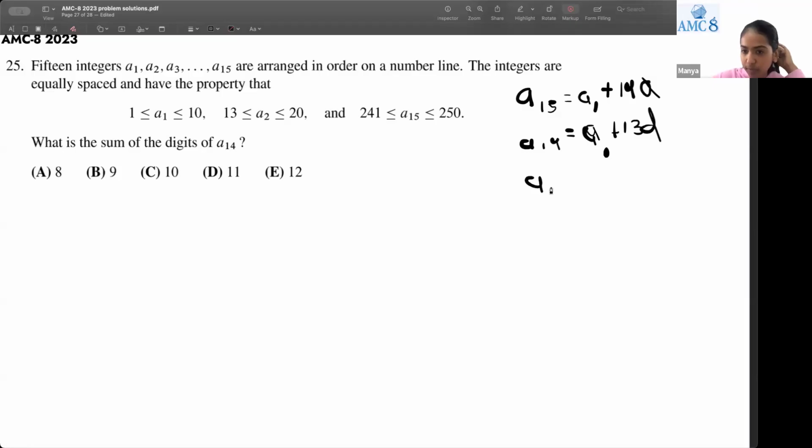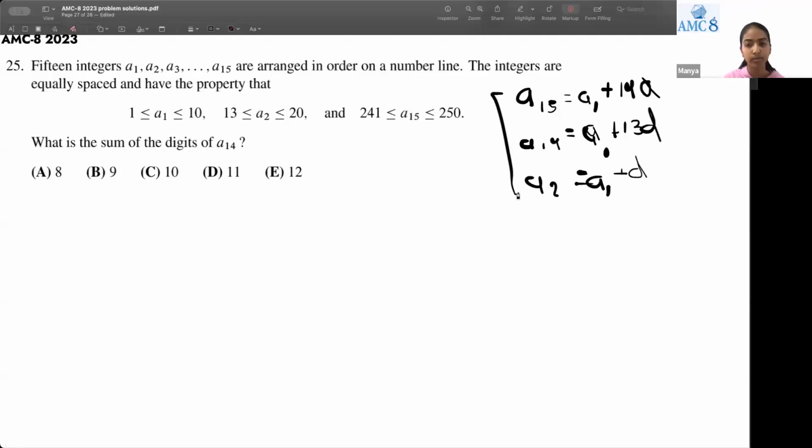A2, suppose we'll just jump to A2. A2 should be equal to A1 plus just one distance. And we can plug in this formula for everything that we need to solve. So we need to find out what D is, and we need to find out what A1 is. And we can find out what any number is.